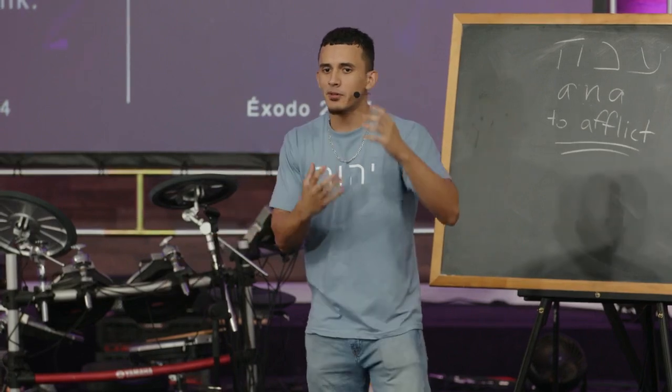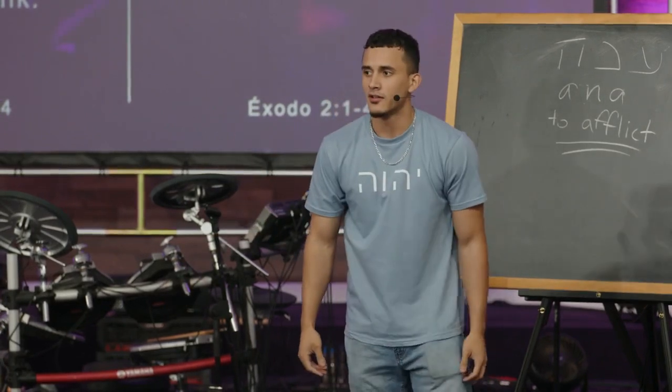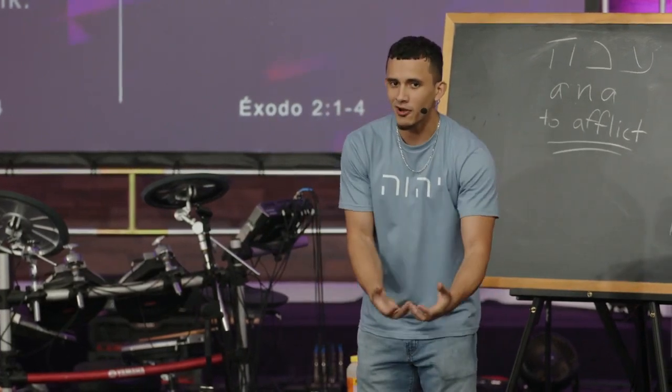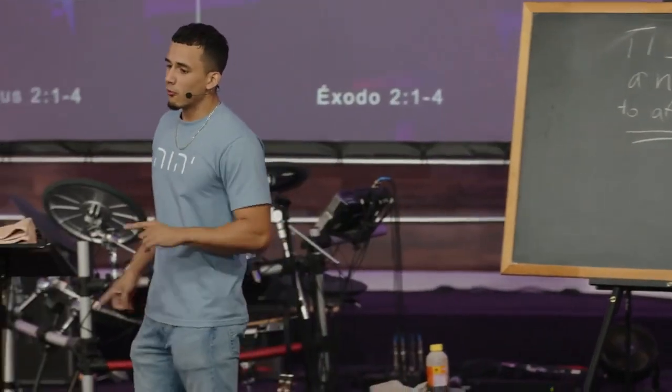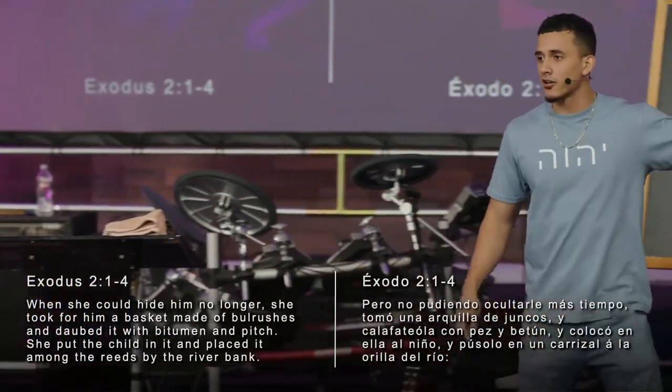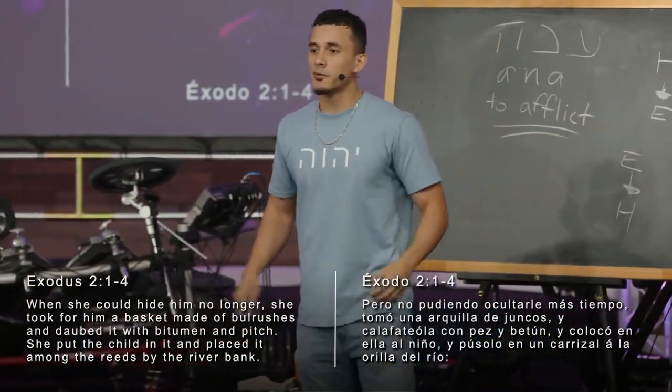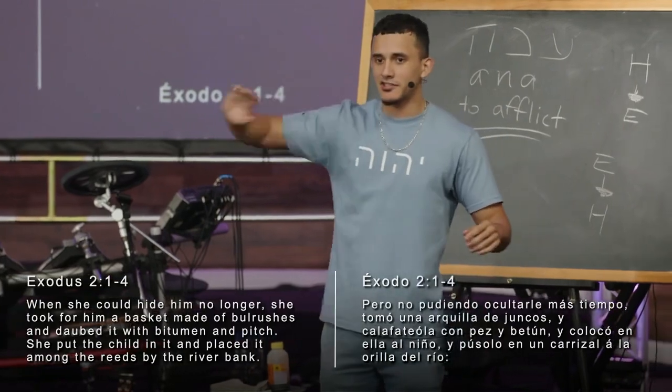So Moses is put into a little ark. Entonces Moisés está puesto en una arca chiquita. And not only that, right? What does she do? No nada más eso. A basket, or an ark, literally, made of bulrushes and daubed it with bitumen and pitch, right? Pitch. What does Noah do to the ark? Daub it with pitch. This is to make it waterproof. He covers it with pitch. It's the same thing.